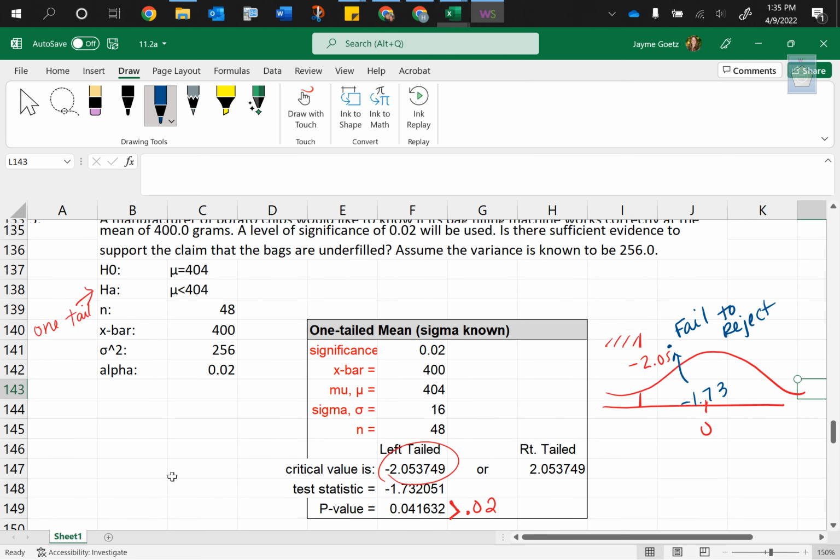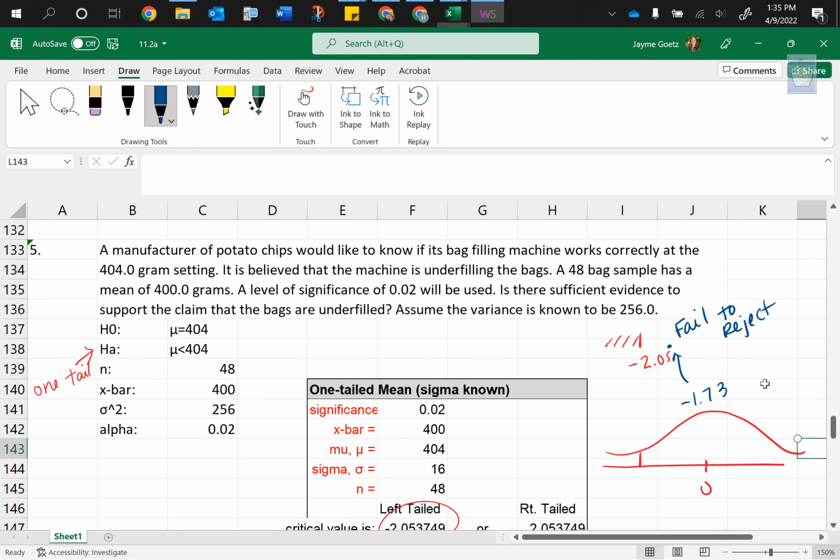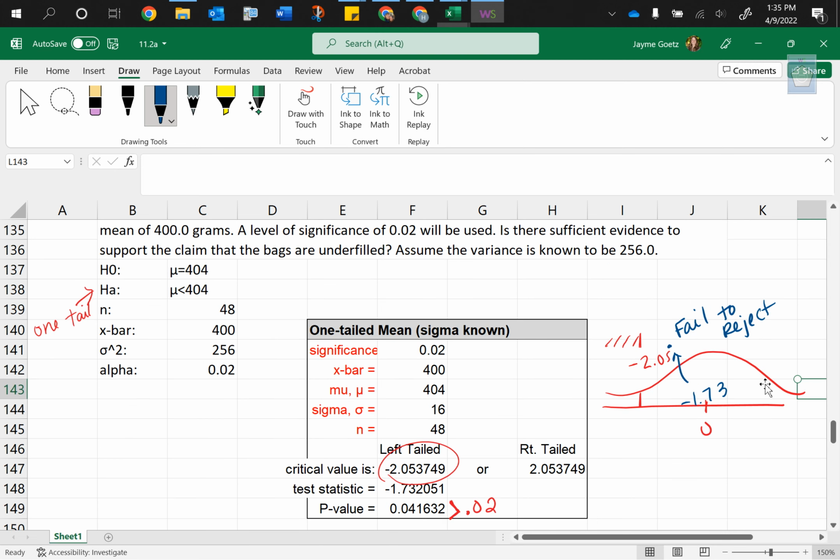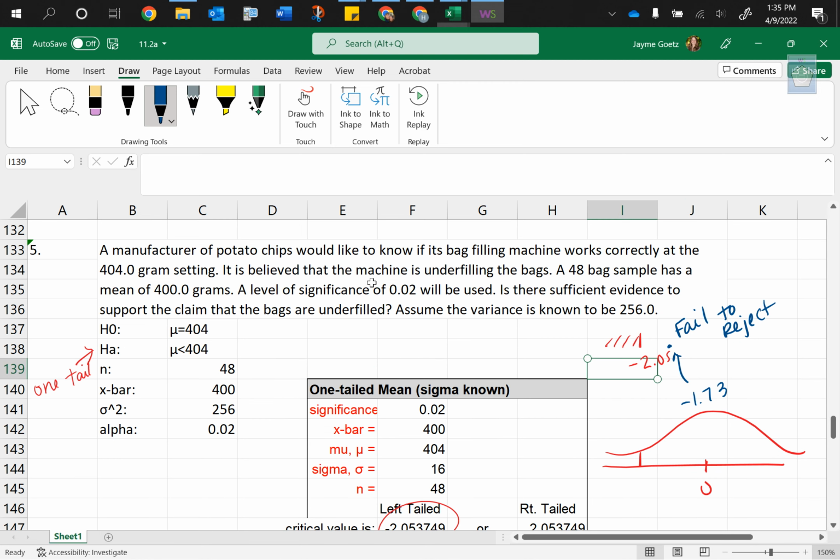So let's answer the question. The question said, I don't know why that's going up there. I don't like that. Stop that. I guess we're just going to move with it.